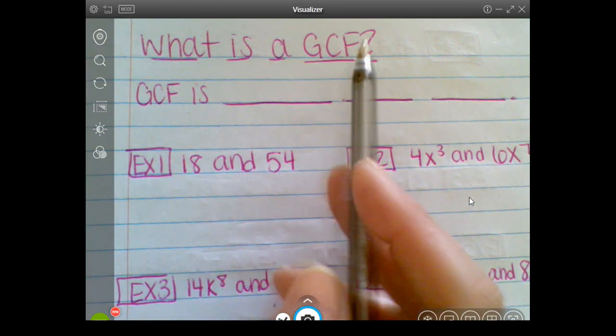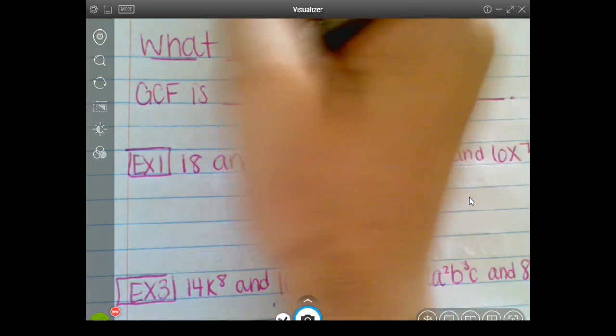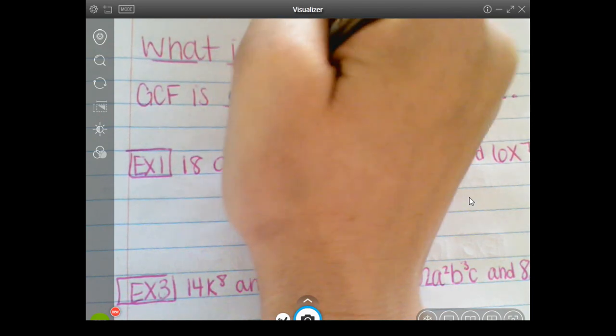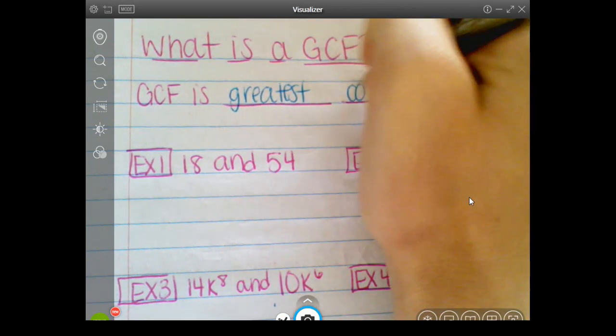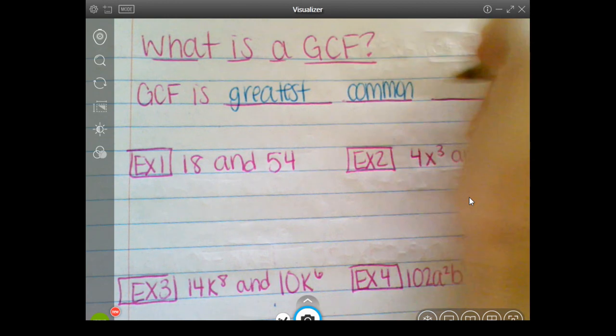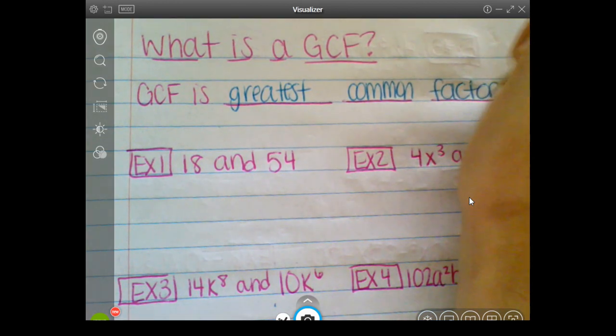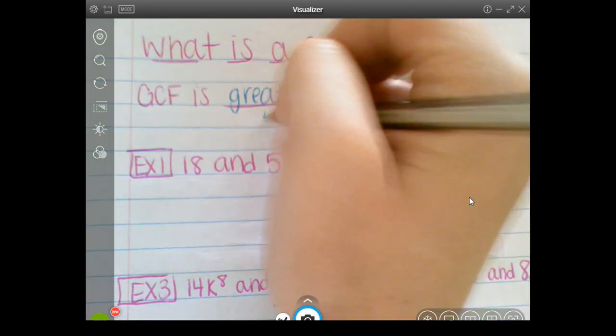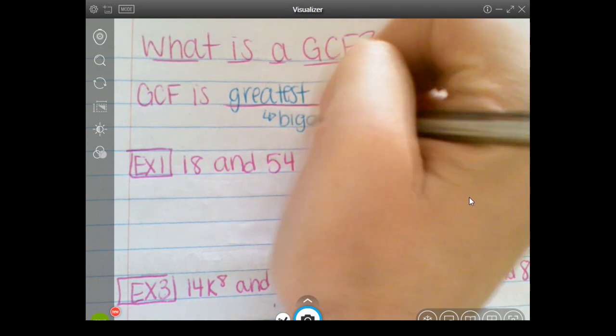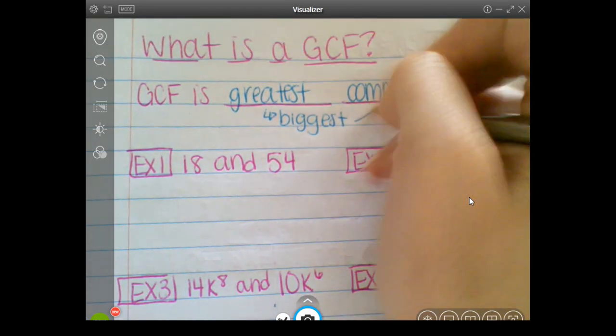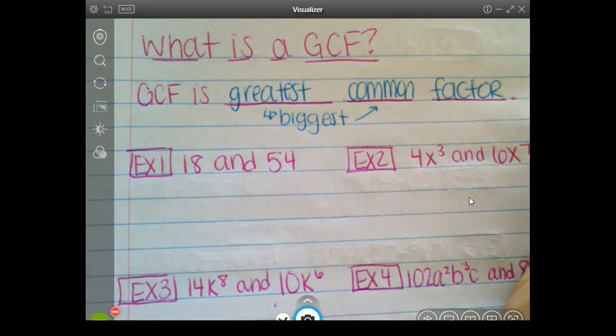So what is a GCF? A GCF is a greatest common factor. So what that means is you want the biggest, right? This is the biggest thing that's in common that's also a factor. And a factor, remember, are two things that multiply to each other.